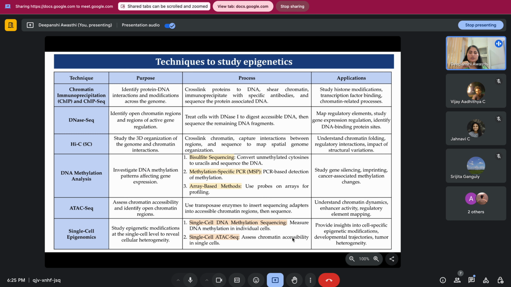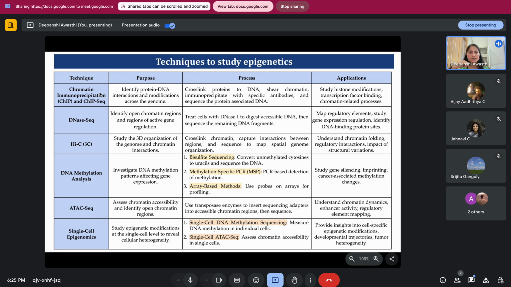Yeah, so now I have given a few techniques to study epigenetics. This is just a brief table and I'll go through them one by one. So the first technique is chromatin immunoprecipitation. These three terms are together, followed by sequencing.